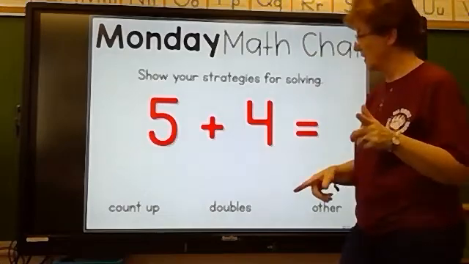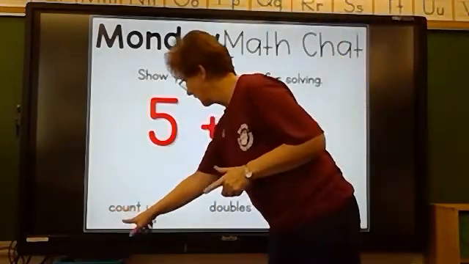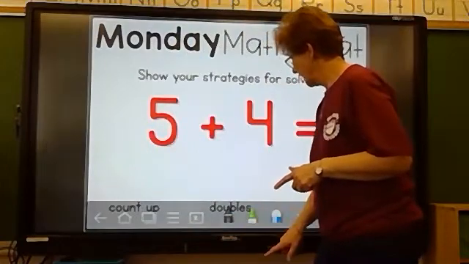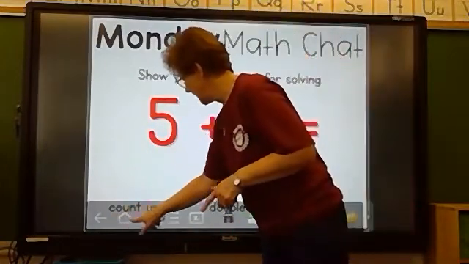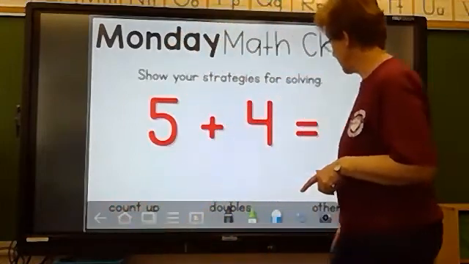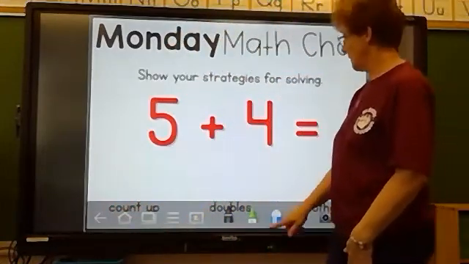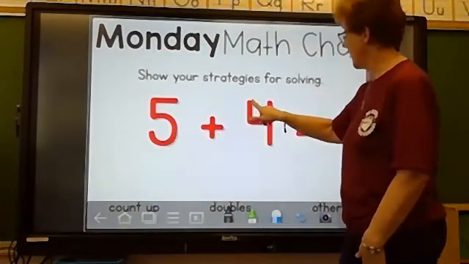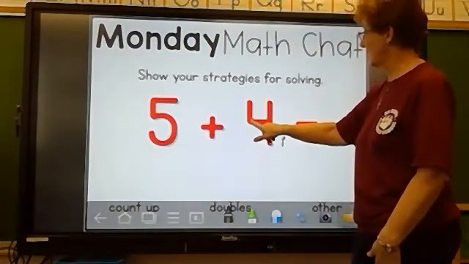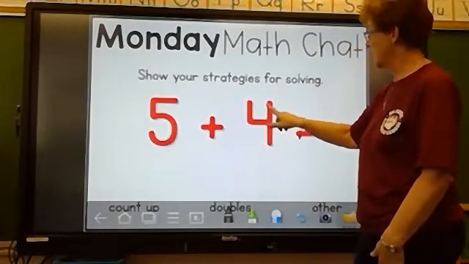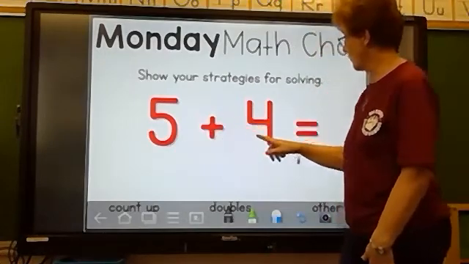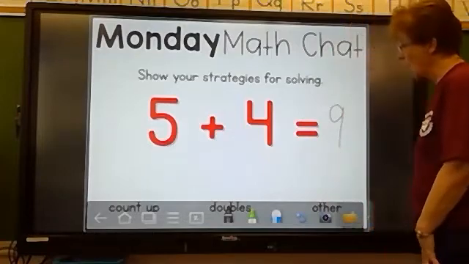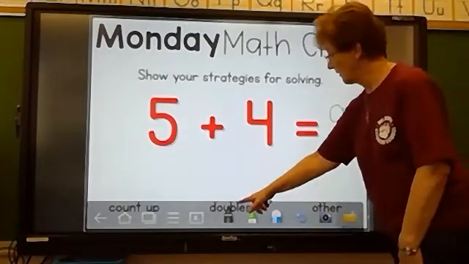Maybe you used count up, right? If you used count up, that would mean that you started with the larger number, 5, and counted up: 6, 7, 8, 9. 5 plus 4 is 9. Okay? Or maybe you used the double strategy.